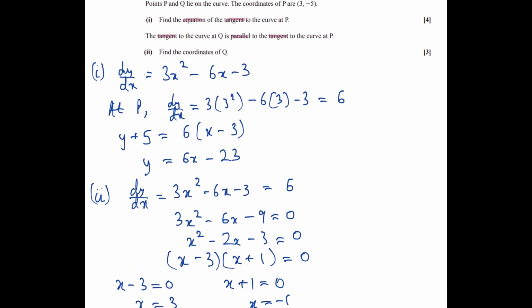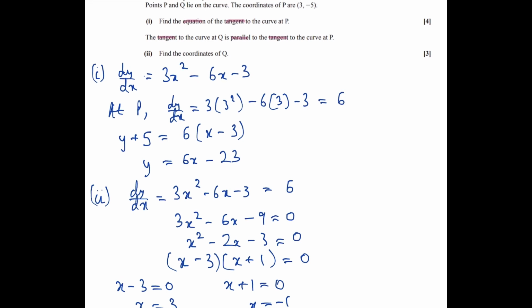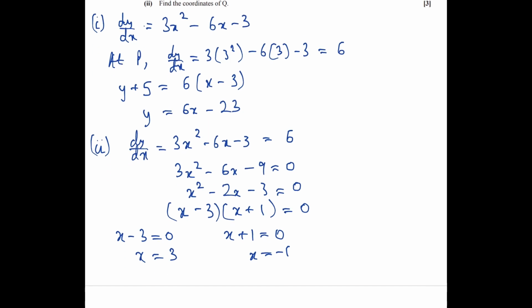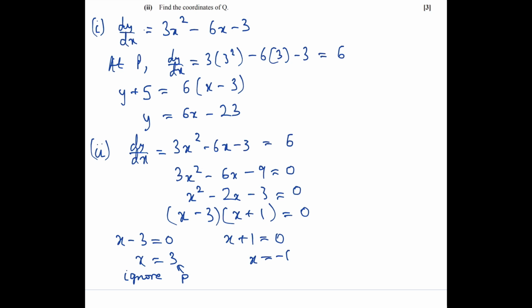Okay, so this is interesting because the coordinates of P are 3, minus 5. So actually, we're going to ignore this value. This is actually point P. We can prove this by finding the y coordinate. So we're going to focus upon the second value of x. So we need to find our y coordinate here.